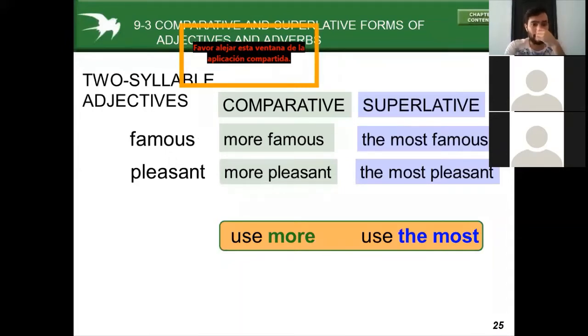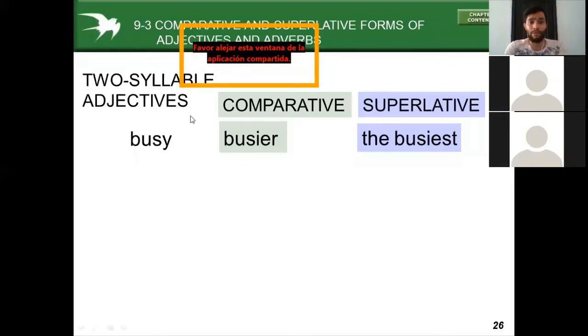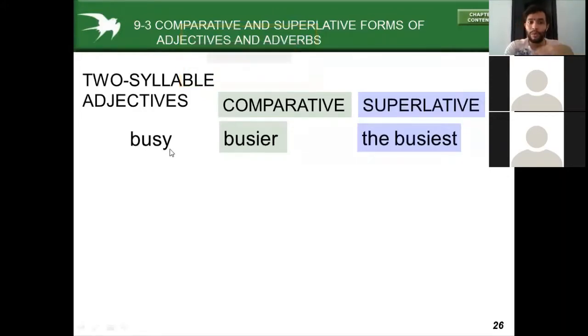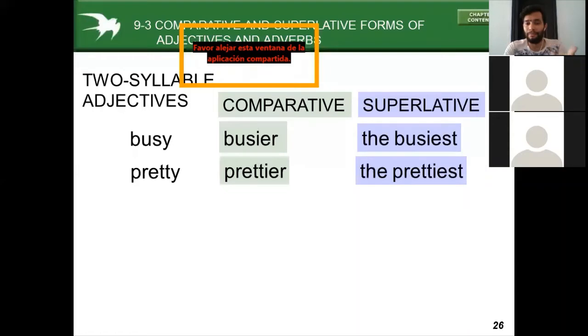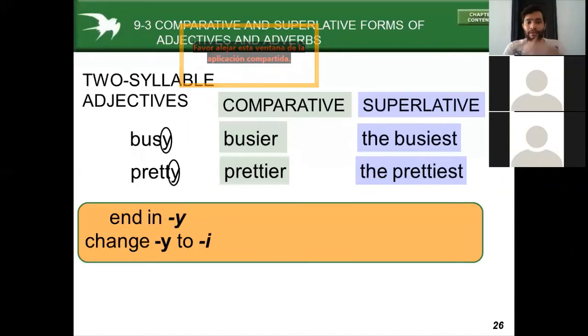But these are also two-syllable, so why don't we use more? Because they finish in Y. All of those two-syllable adjectives that finish in Y, like in the case of busy, we change Y to I and add -er. And the same thing happens for the superlative. We change Y to I and add -est. So busier for the comparative and the busiest for the superlative, right? Pretty, prettier, and the prettiest.